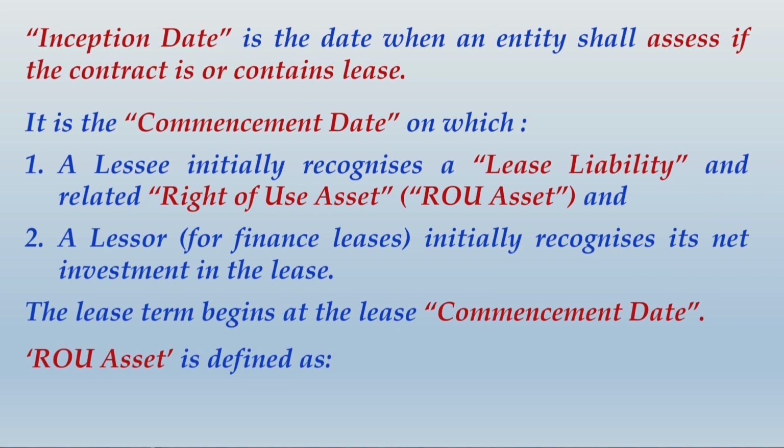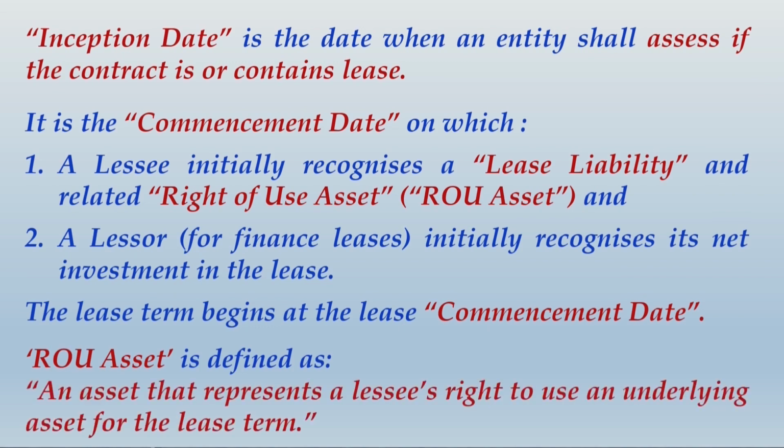And ROU asset is defined as an asset that represents a lessee's right to use an underlying asset for the lease term. So friends, I told you earlier, soon we are going to step into the accounting part of it, but so that you should be comfortable with the accounting part, you should be very clear with the theory part, what we are discussing and writing notes right now. So quickly take note of this and then we shall move ahead.